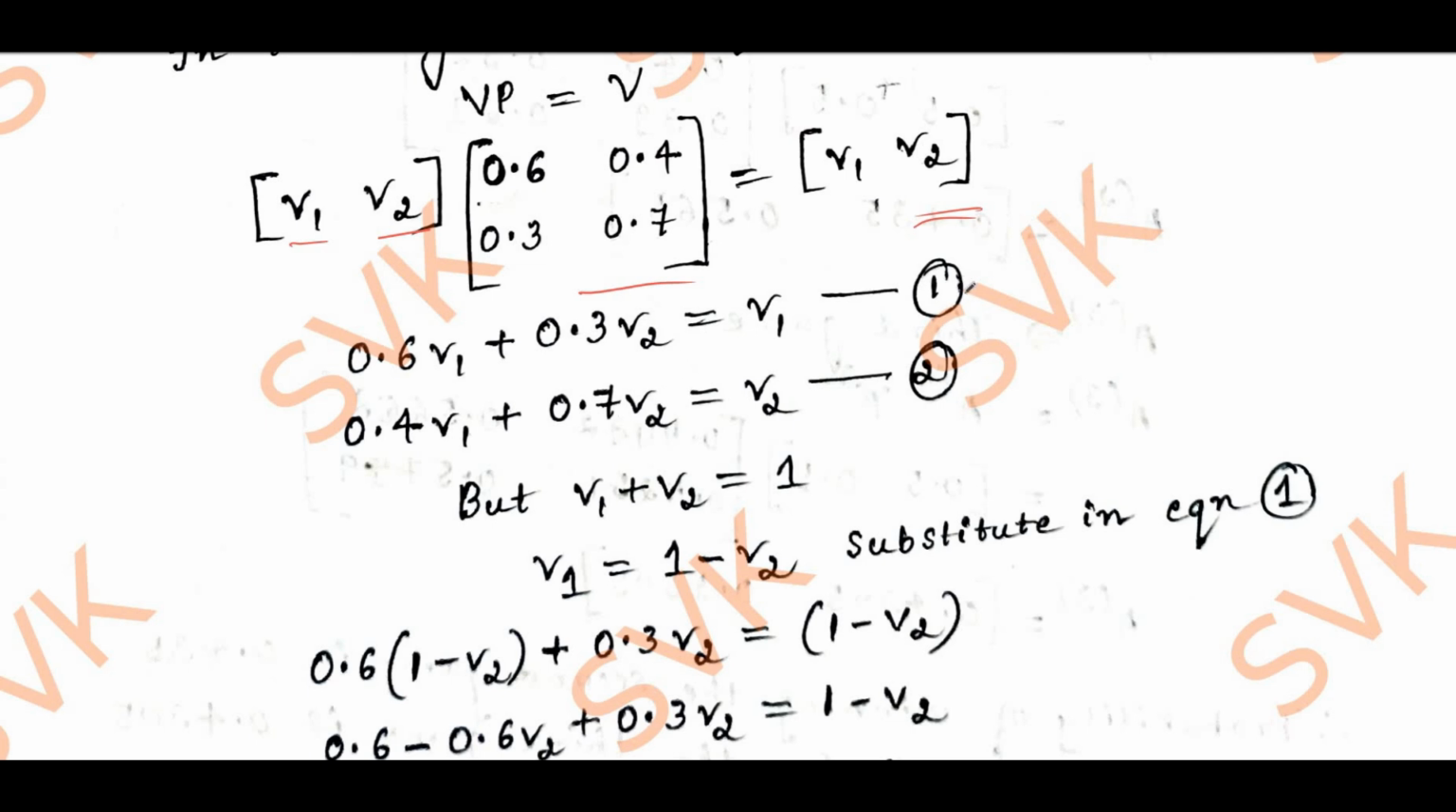Before considering the calculator, you need to solve equation 1 and equation 2 further. So here we have v1 as the same value. So subtract those two values. 0.6 minus 1 will be equal to minus 0.4 v1 plus 0.3 v2 is equal to 0. Similarly, 0.4 v1 plus 0.7 v2 minus v2 will be equal to minus 0.3 v2, equal to 0.